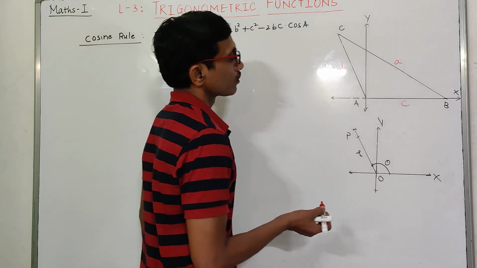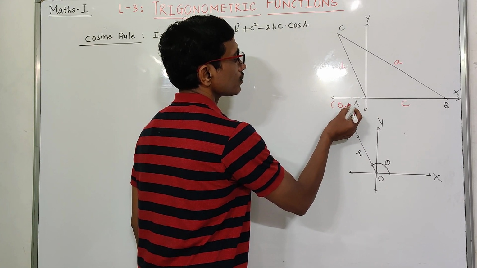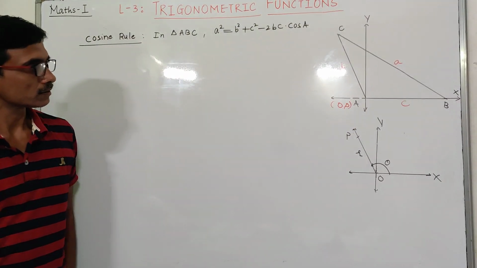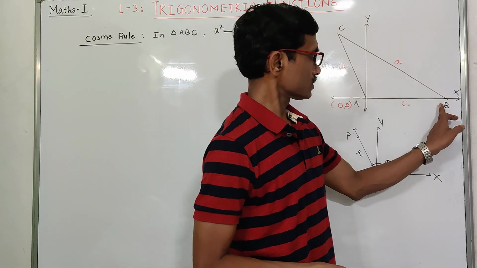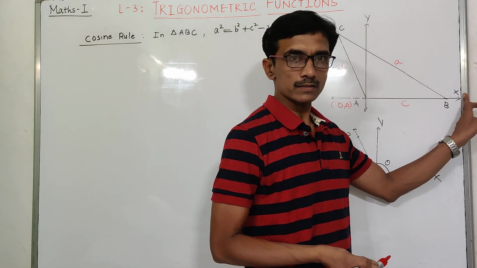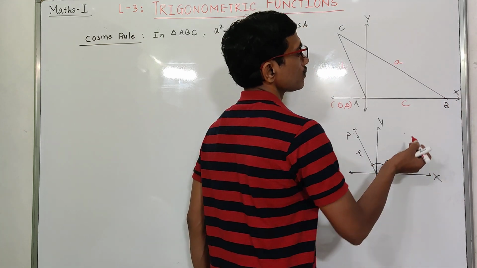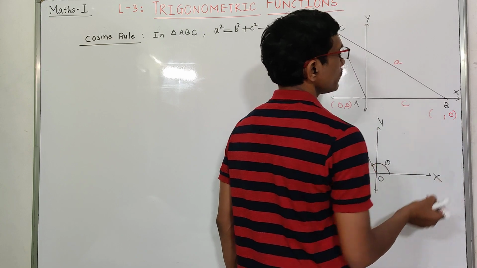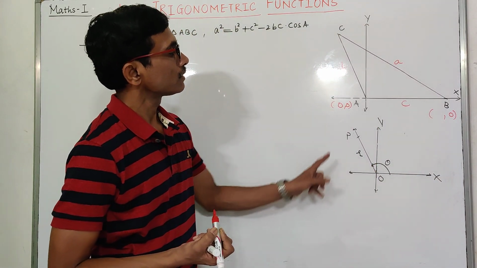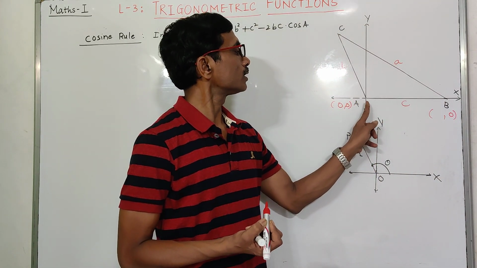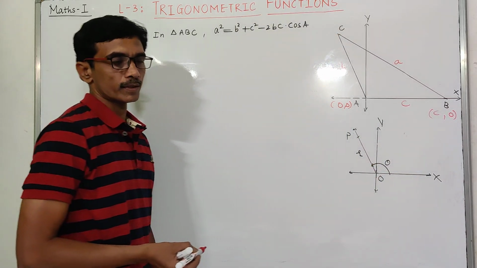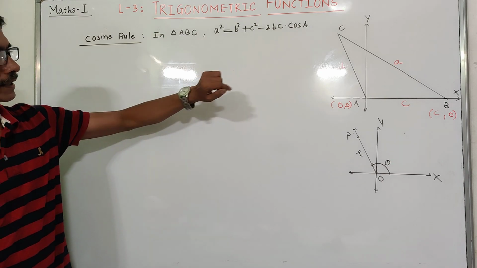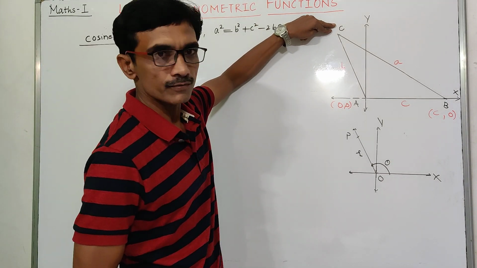So clearly, the coordinates of A will be 0, 0. Further, this B is on the x axis, so its y coordinate will be 0. The y coordinate of any point on the x axis is 0, and the distance of B from the origin is c. So these coordinates are c, 0. Now the question arises, what will be the coordinates of C?